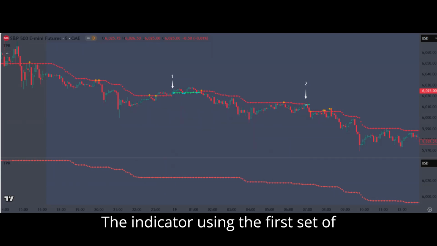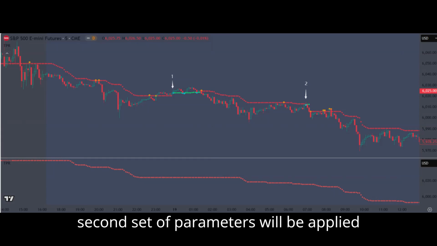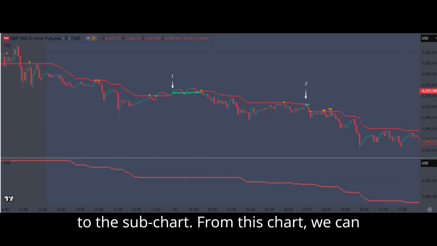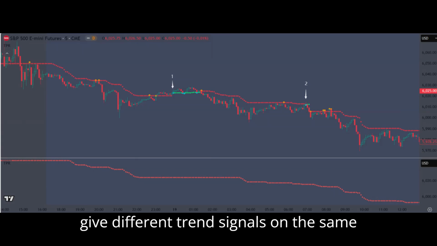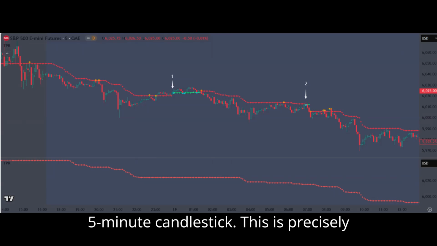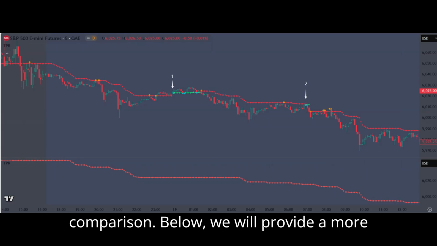The indicator using the first set of parameters will be applied to the main chart, while the indicator using the second set of parameters will be applied to the subchart. From this chart, we can see that the TPR indicators based on short-term and long-term parameter sets give different trend signals on the same 5-minute candlestick. This is precisely the essence of multi-time frame comparison.